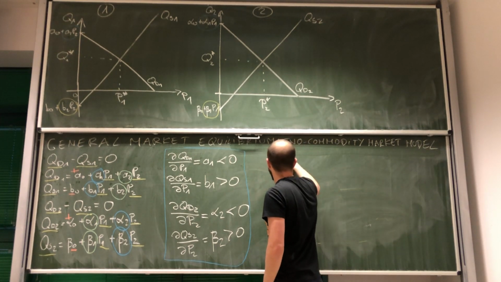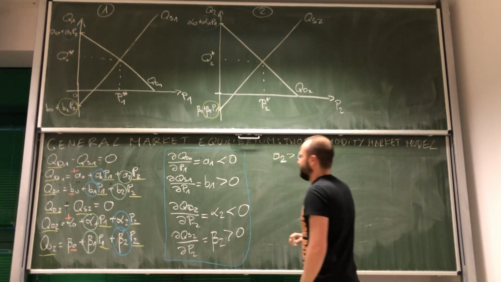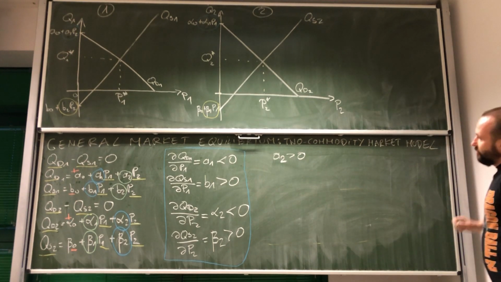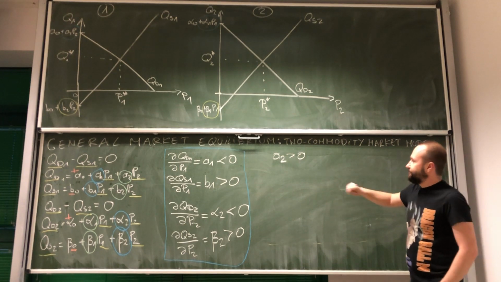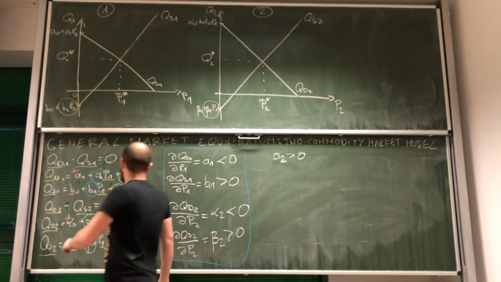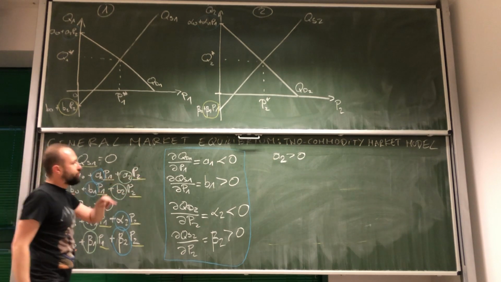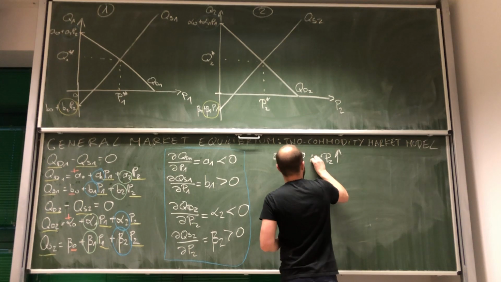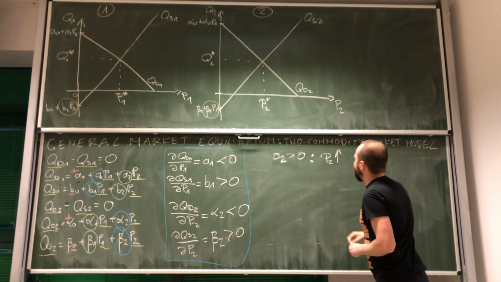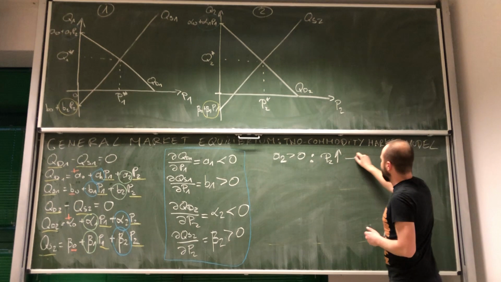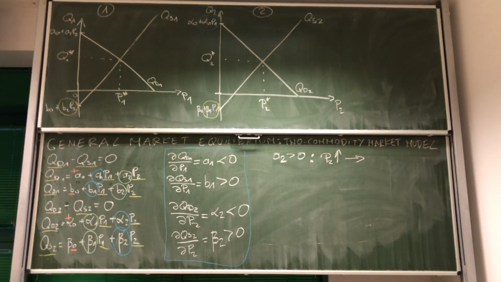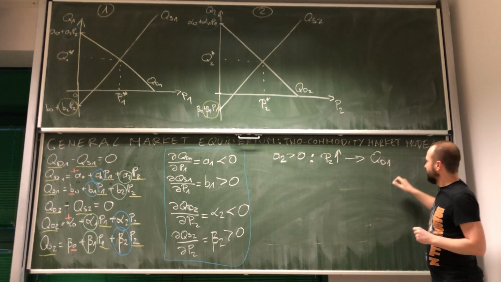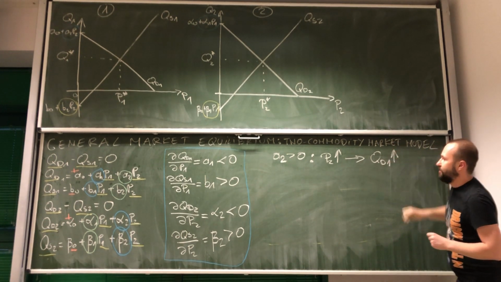A2 is bigger than 0. What does it mean? Well, it means that if the price of good 2 goes up, then quantity demanded of good 1 goes up.